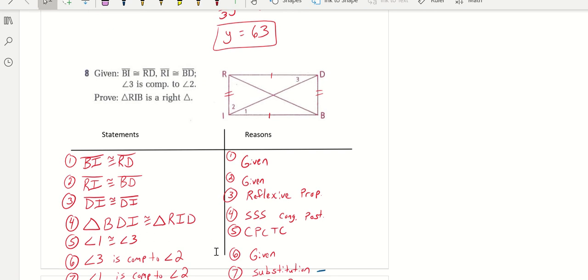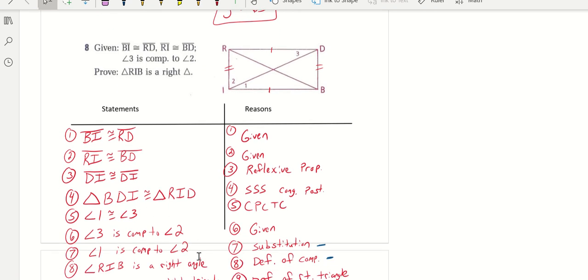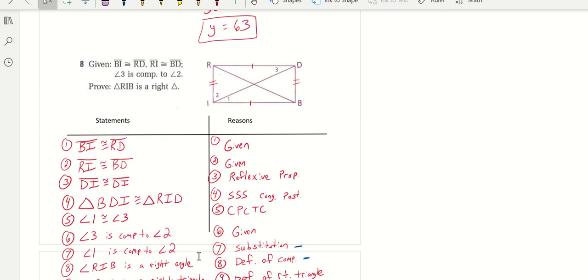Also, we know, back to the given information, angle 3 is complementary to angle 2. Now here's where we get a little tricky with this. I can say angle 1 is complementary to angle 2 through substitution, right? We just said that 1 is congruent to 3, so I can substitute in 1 for 3 and say angle 1 is complementary to angle 2. Substitution. This is not the only way to do this. You could have used that reason I was talking about at the beginning of this as well.